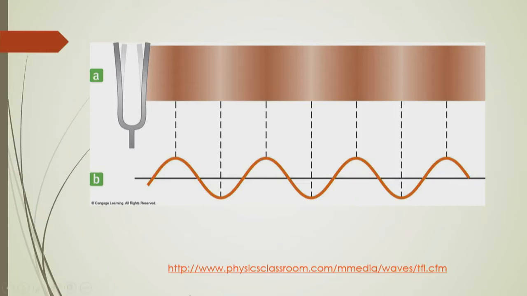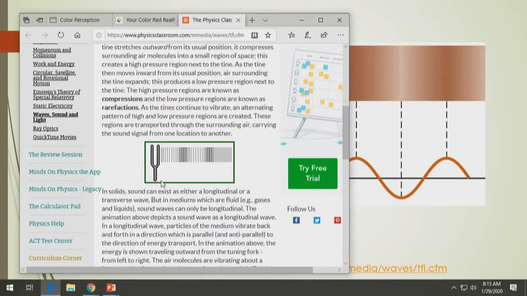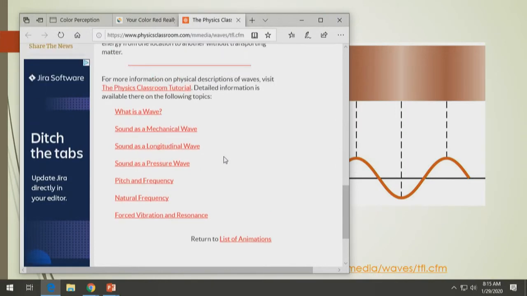So that's where we're going to get. And you've got a link here that you can click on. This gives us The Physics Classroom, and we've got a cool little GIF of how the tuning fork changes the density associated with the pulses. The Physics Classroom has lots of other good things in there, little physics tutorials on what a mechanical wave is, a longitudinal wave, a pressure wave, talking about pitch and frequency and timbre.